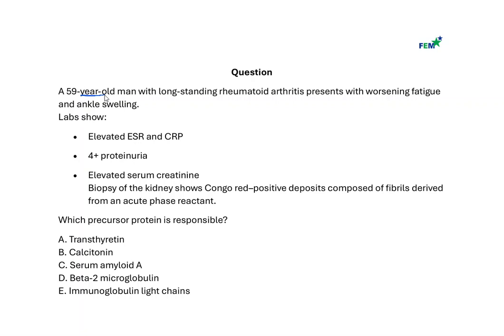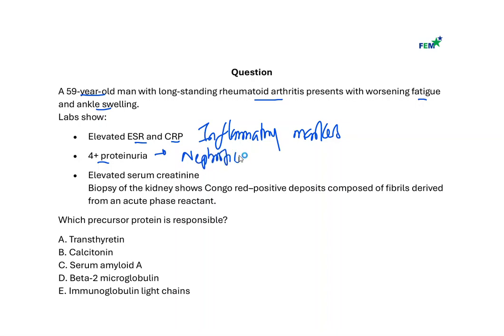A 59-year-old man with long-standing rheumatoid arthritis presents with worsening fatigue and ankle edema. Labs show elevated ESR and CRP, which are our inflammatory markers. There's also 4 plus proteinuria, suggestive of nephrotic syndrome, whereby the patient is losing a lot of protein in the urine. There's also elevated serum creatinine.